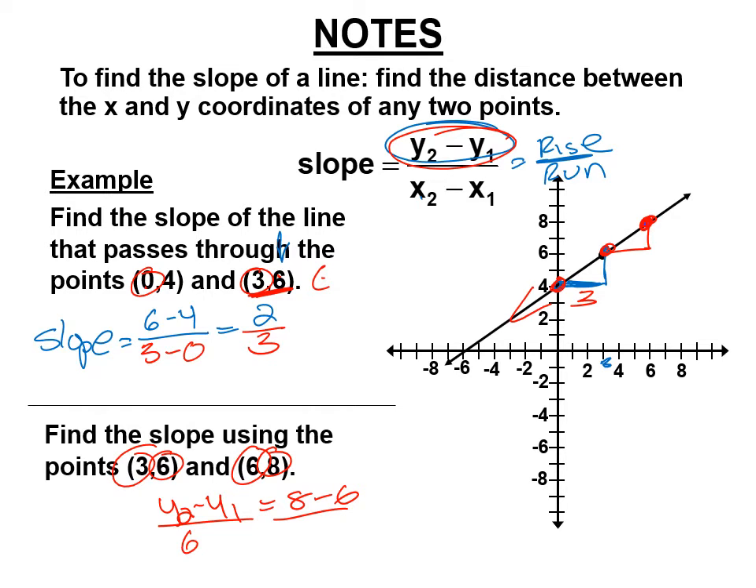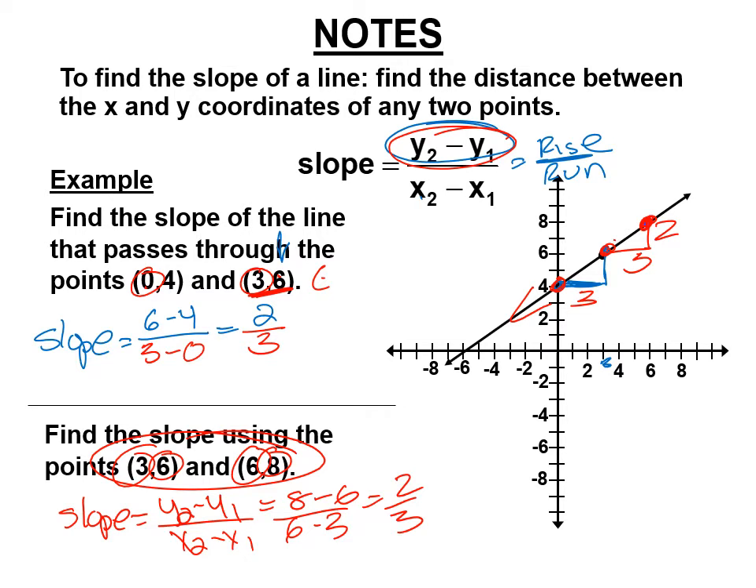All right, let me write this out. And we get 6 minus 3. And we get the exact same slope again, 2/3, right? Because you can do it between any 2 points along a line. So that's how you find a slope when you have 2 points, but you don't have the graph. You don't have to graph them to find the slope.